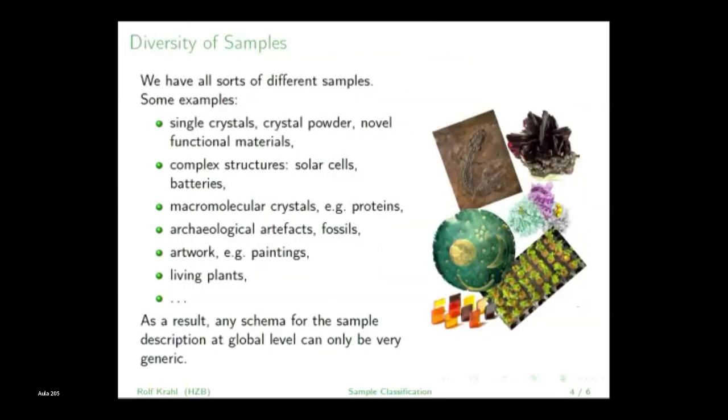And what that means is that we also have all kinds of samples. We have lots of different stuff. We have single crystals, crystal powders, functional materials, so very simple stuff. We have more complex stuff like solar cells, batteries. We have macromolecular crystals like proteins. But we also have archaeological artifacts, fossils, artwork, painting, even living plants, and all sorts of things.